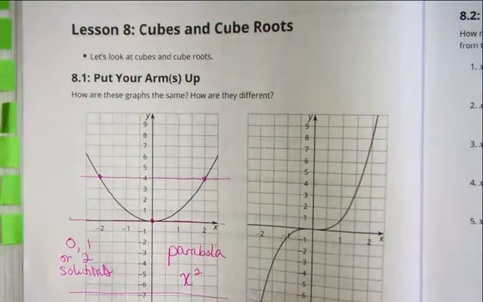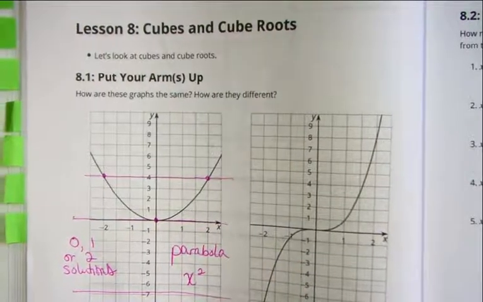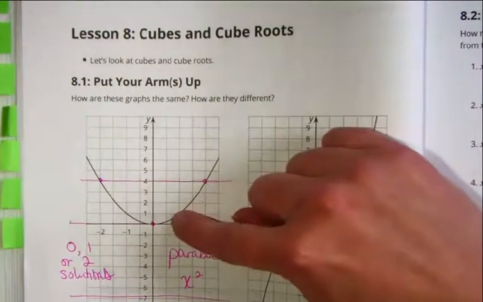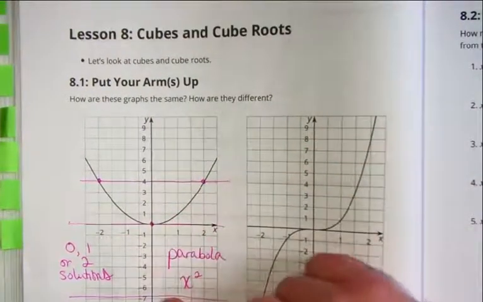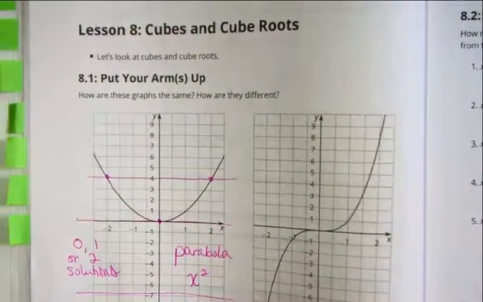And it all depends on what number it is that we're looking for. If we're looking for positive values, we'll have 2. If we're looking for 0, we'll have 1. And if we're looking for negative numbers, we won't have any.